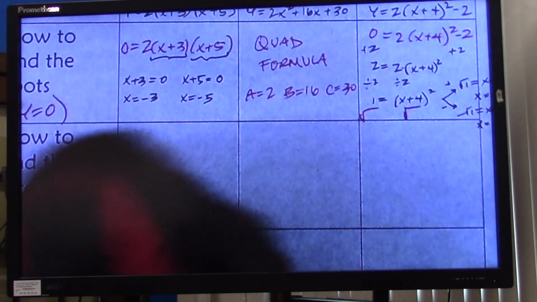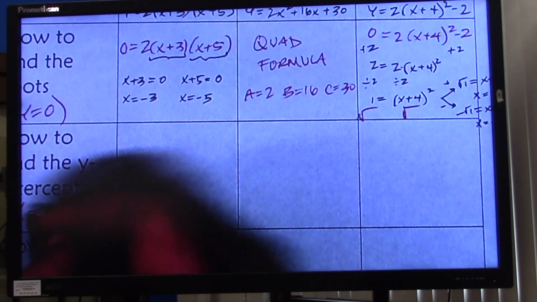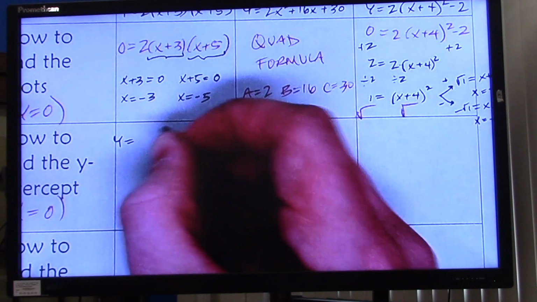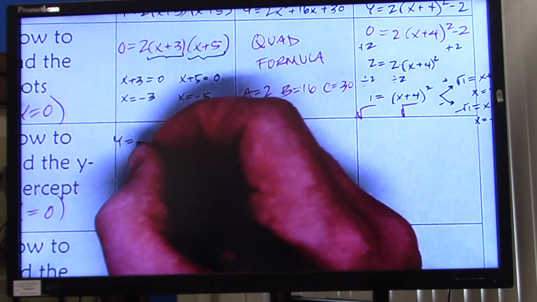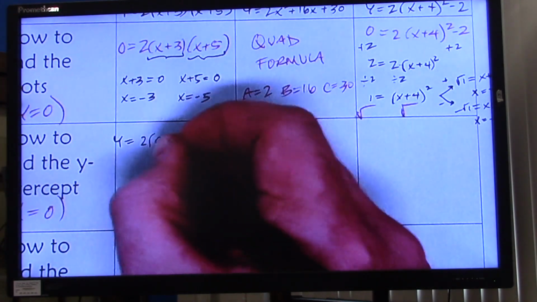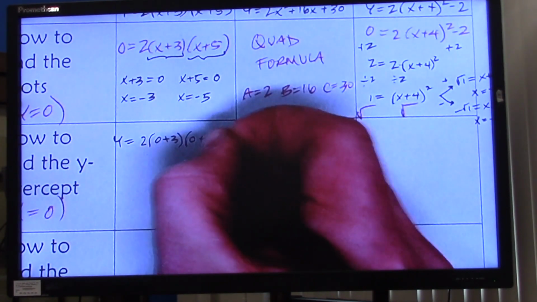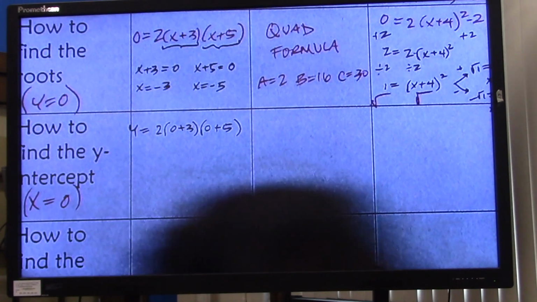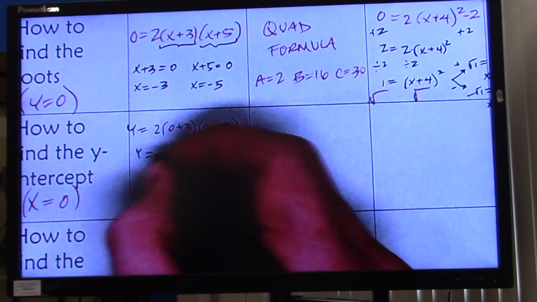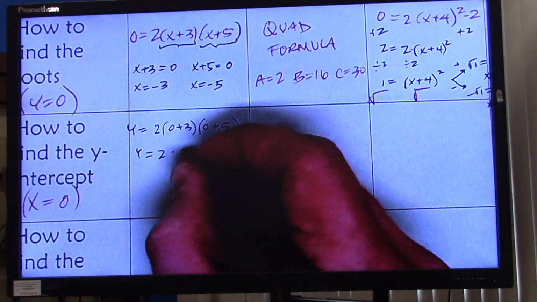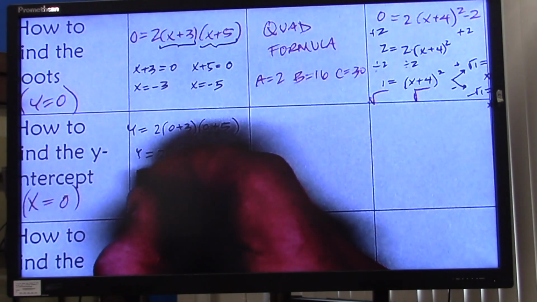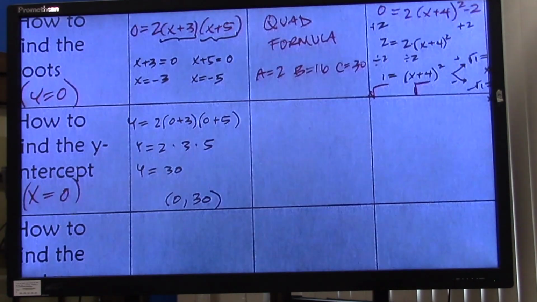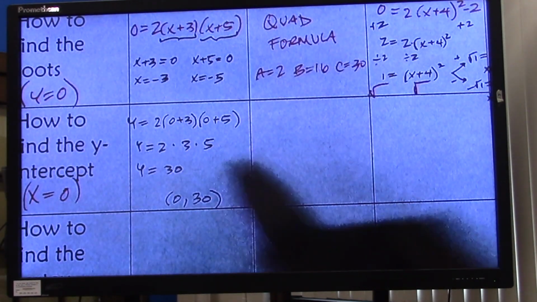This one's a little more straightforward. It occurs when x equals 0. So we're just going to plug in x equals 0 in every case here. This is going to be y equals 2 times (0 plus 3) times (0 plus 5). We know what the x is, and we're going to calculate what the y is. In order of operations, this is 2 times 3 times 5, really, which is 30. Equals 30. Okay, so the y-intercept is (0, 30), and that's the method for that form.